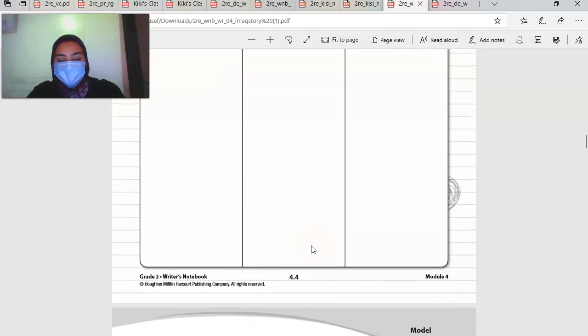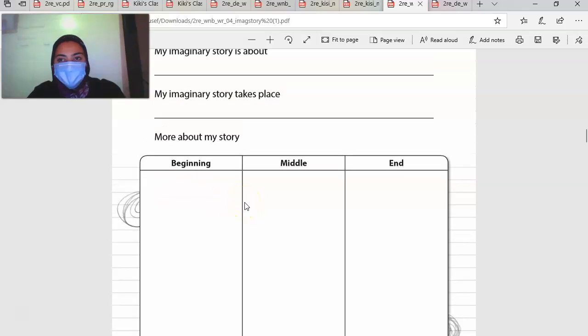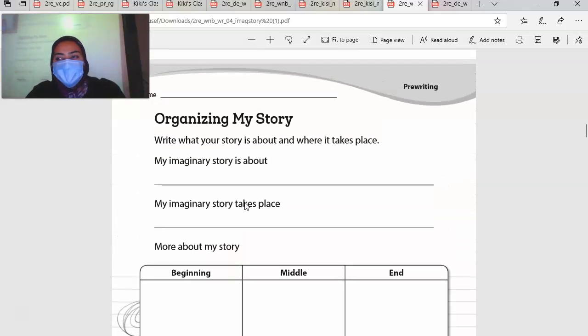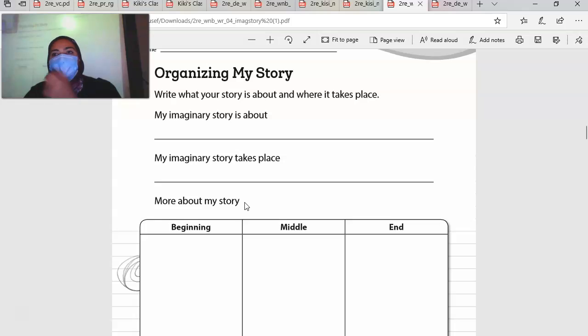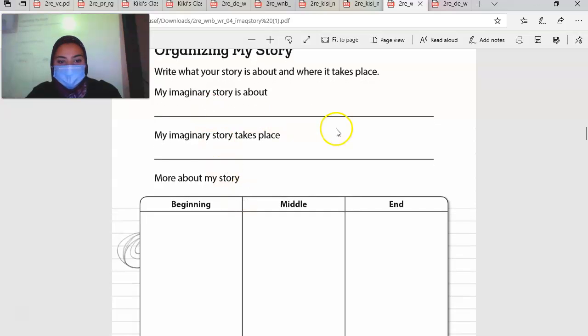Ms. Yusuf, does this have to have a lot of details in it? Because I can't really add details because these boxes are small. There's no lines. No, this is not the draft. This is not where you're adding detail. This is a very short lesson. It's basically just telling me what the story is about, where your story is going to happen, what's going to happen in the middle, what's the problem, what's the solution. You're not adding any details yet. You'll do that during the drafting part.